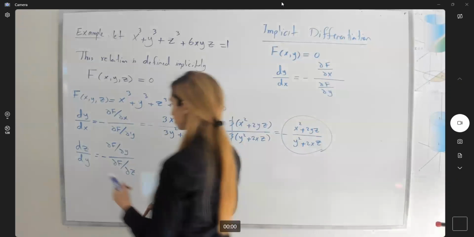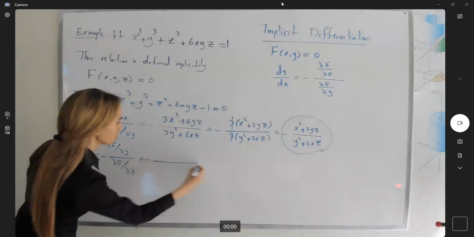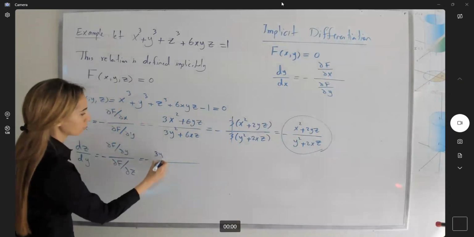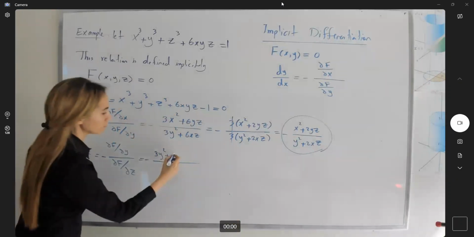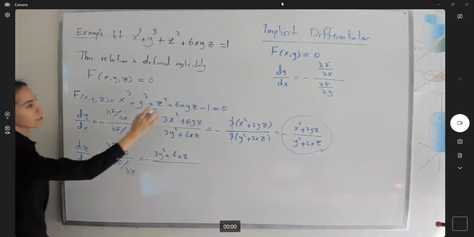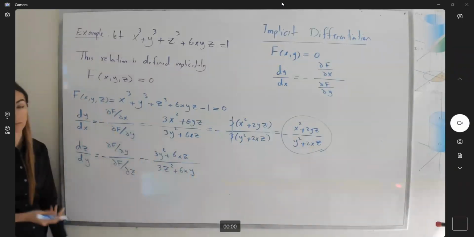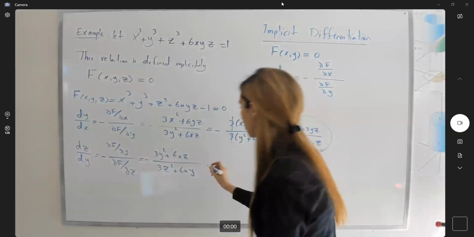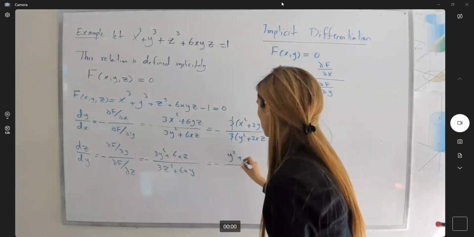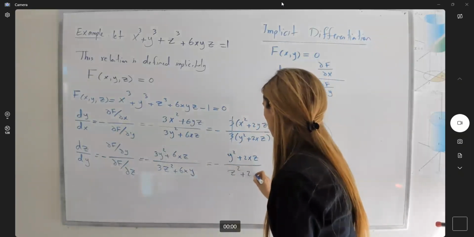Now, what if you want to find the rate of change of z with respect to y? This one becomes minus partial derivative of f with respect to y. This is 0, then you have 3y squared, this is 0 again, and here you have plus 6xz. Partial derivative of f with respect to z is going to be 3z squared plus 6xy. Again, you can simplify this more by factoring out 3. We get minus y squared plus 2xz divided by z squared plus 2xy.